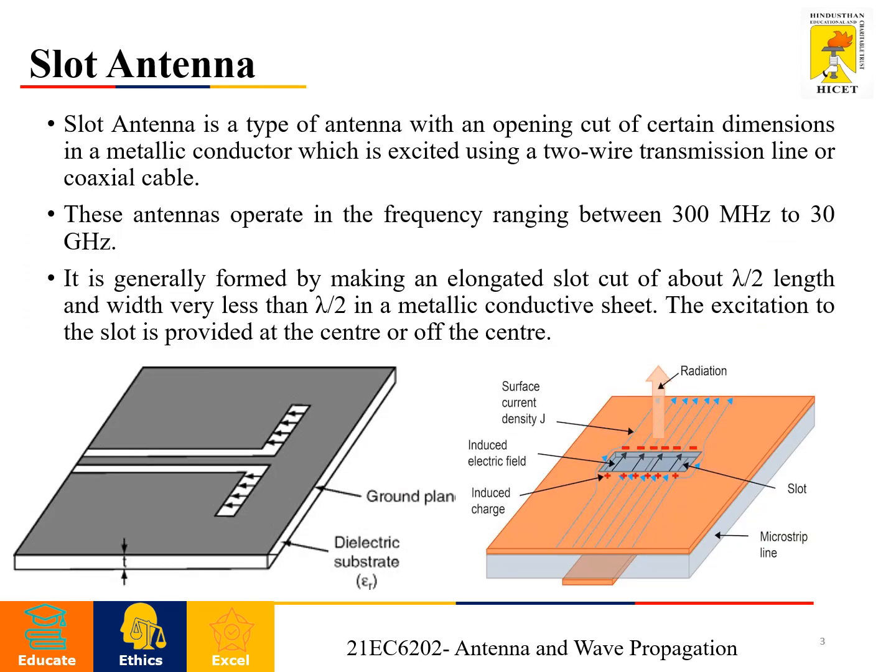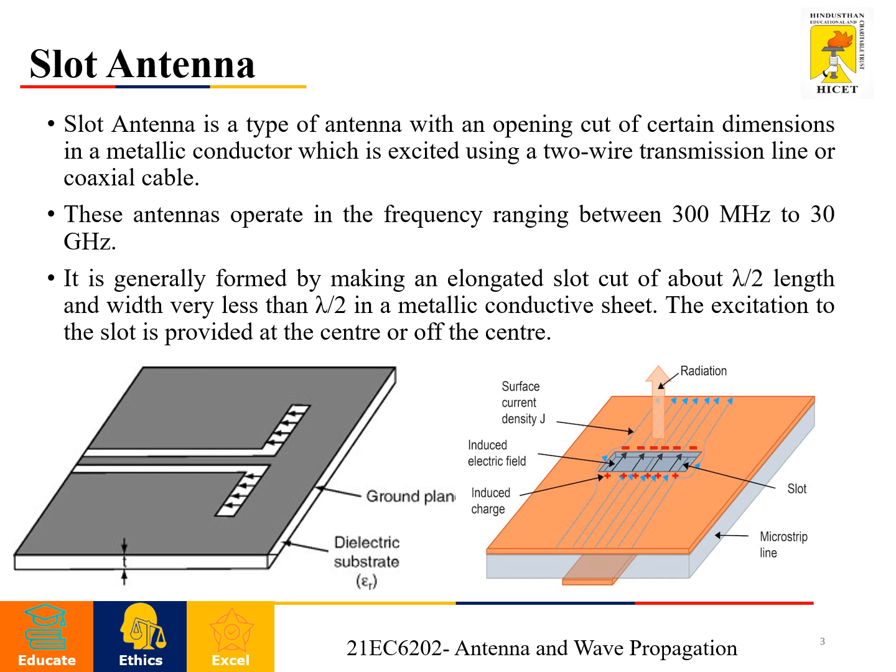So first of all, what is a slot antenna? A slot antenna is a type of antenna which has an opening cut of certain dimensions in a metallic conductor, which is excited using a two-wire transmission line or coaxial cable. The slot antenna operates in the frequency range between 300 MHz to 30 GHz.